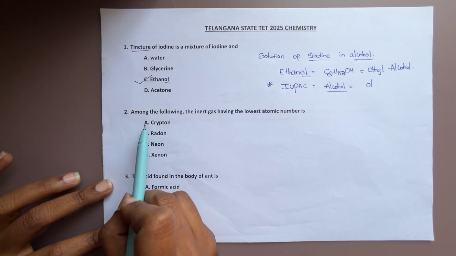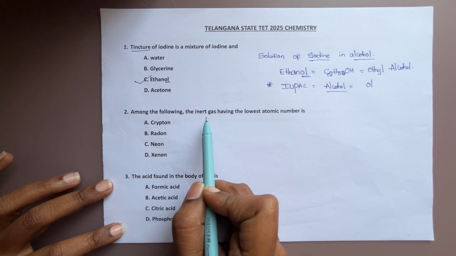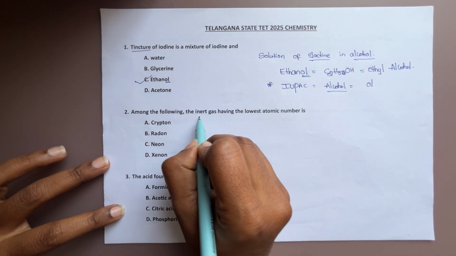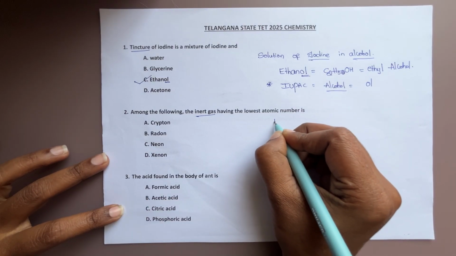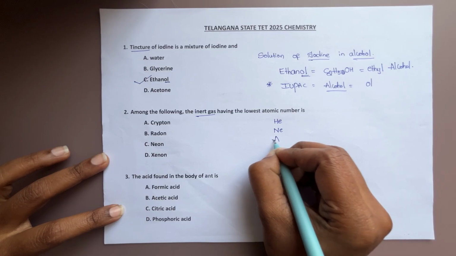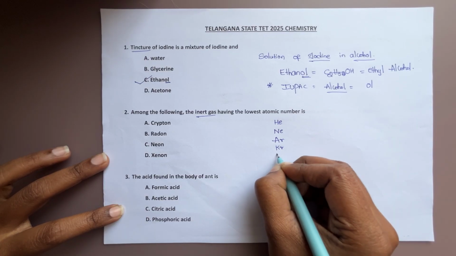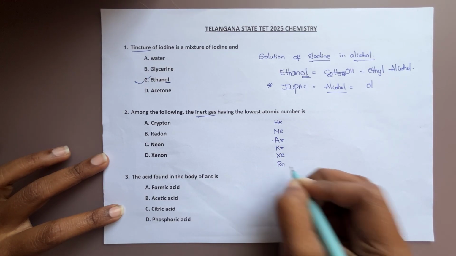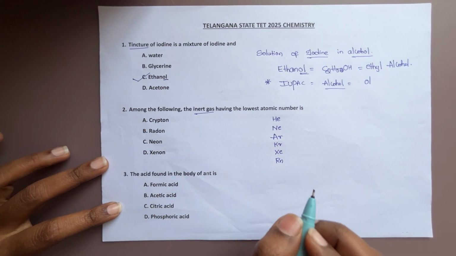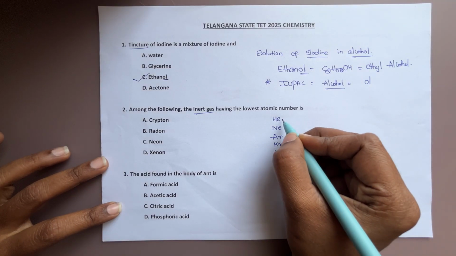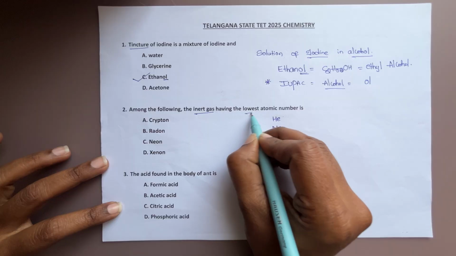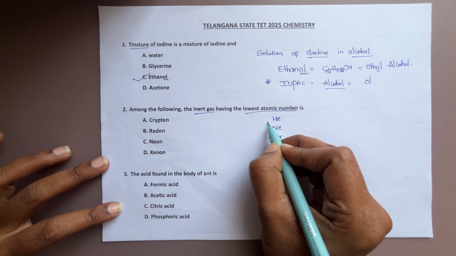Now coming to the second question: among the following, the inert gas having the lowest atomic number. Let us first see the inert gases. We have helium, neon, argon, krypton, xenon, radon. These are the noble gases or inert gases. Usually in the inert gases, from top to bottom atomic number increases. They are asking for the lowest atomic number. The lowest atomic number is helium.